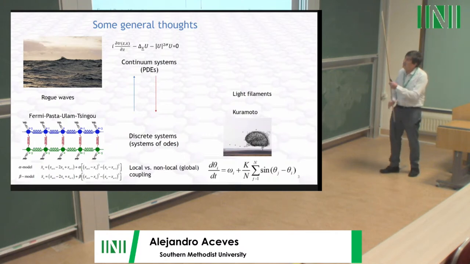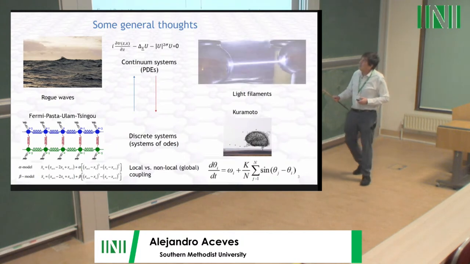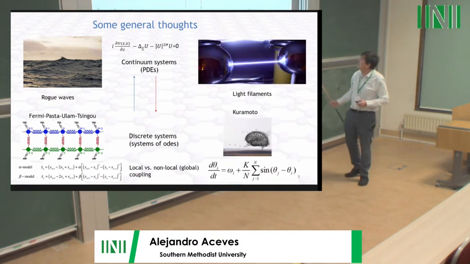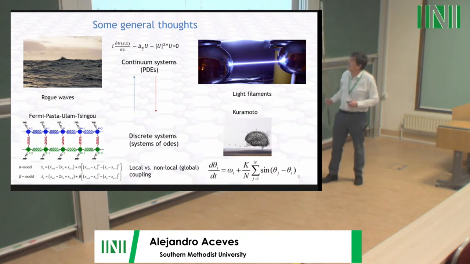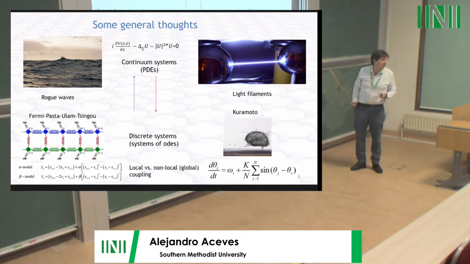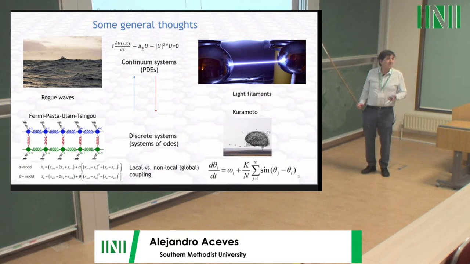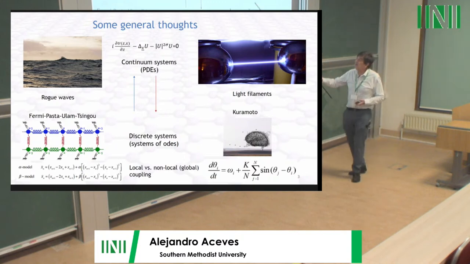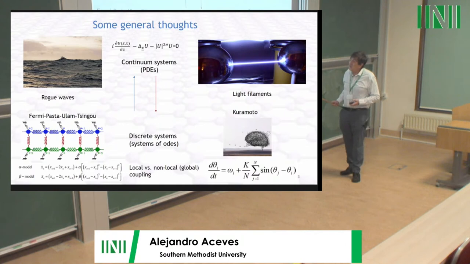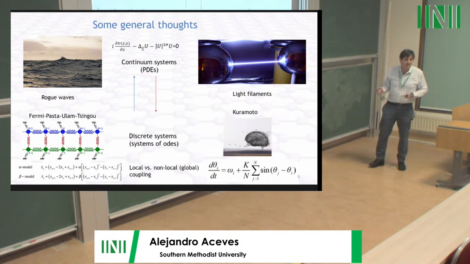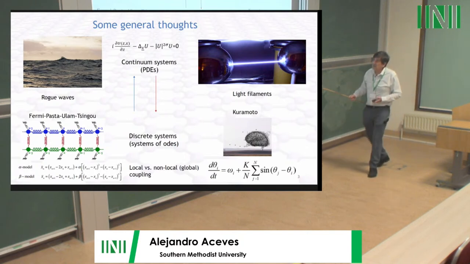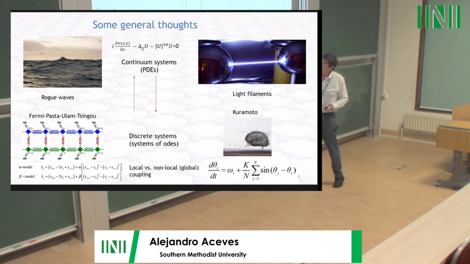We know well what continuous fields are, like waves in the ocean or light filaments described by a field and modeled by partial differential equations. In our laboratory, sometimes it is numerical simulations. So we discretize and we get discrete systems. The good news is that discrete systems are also intrinsically evident, in particular in photonics.